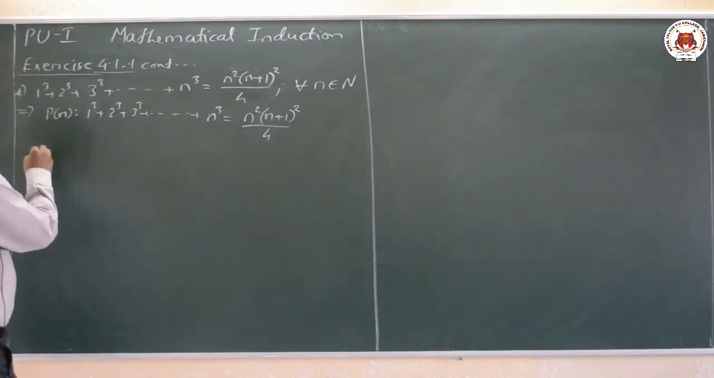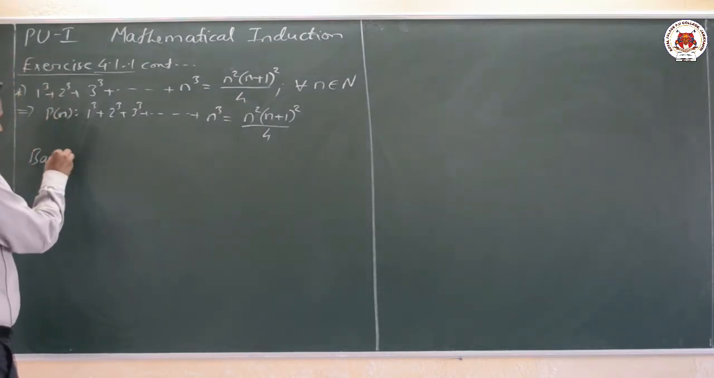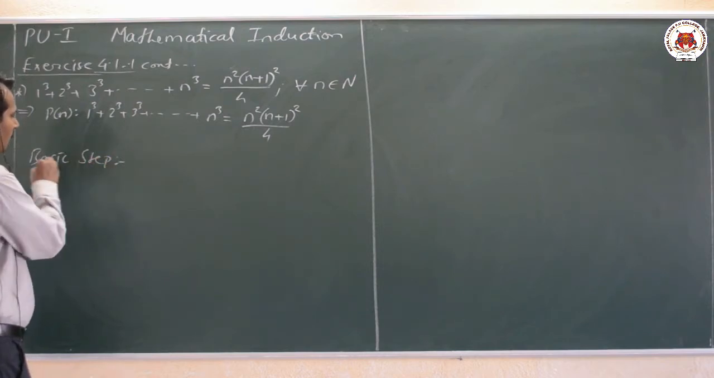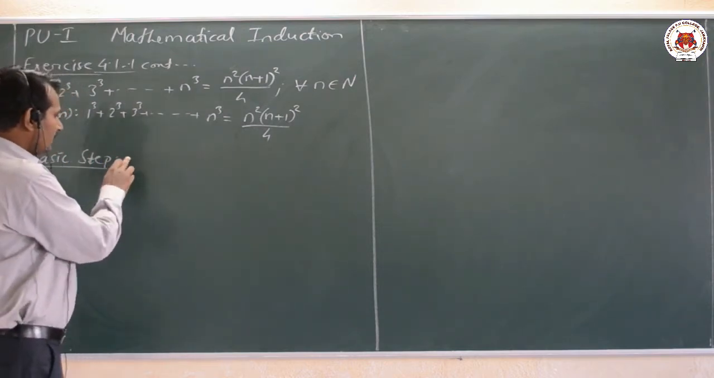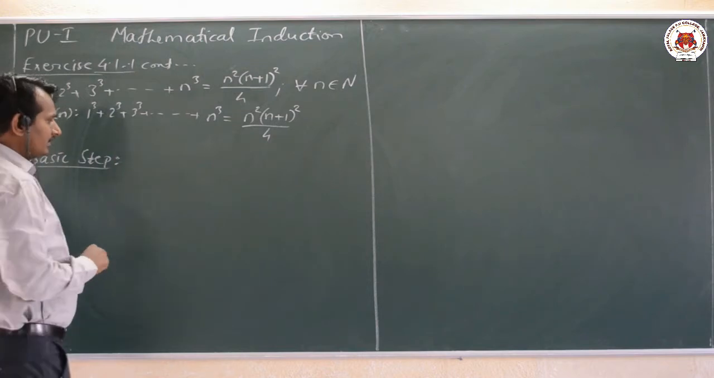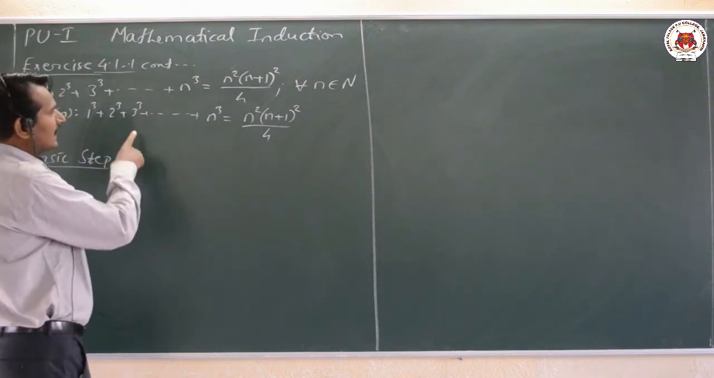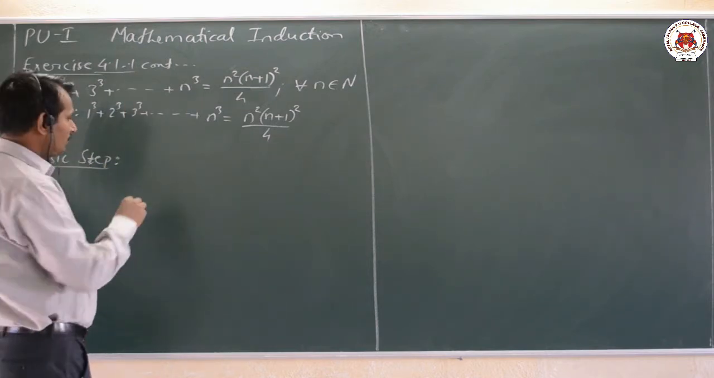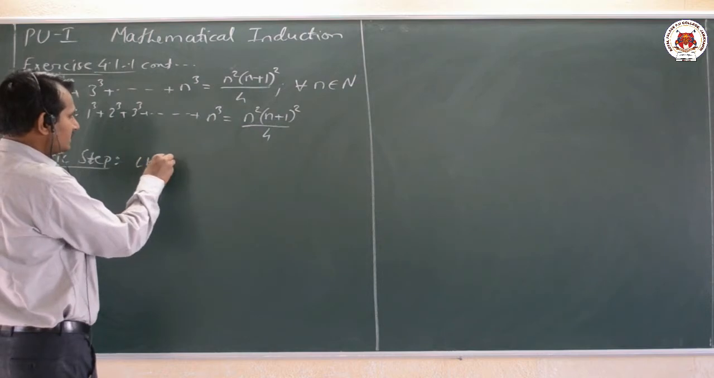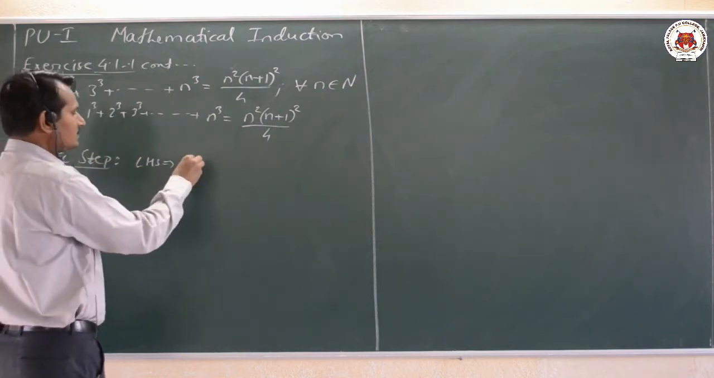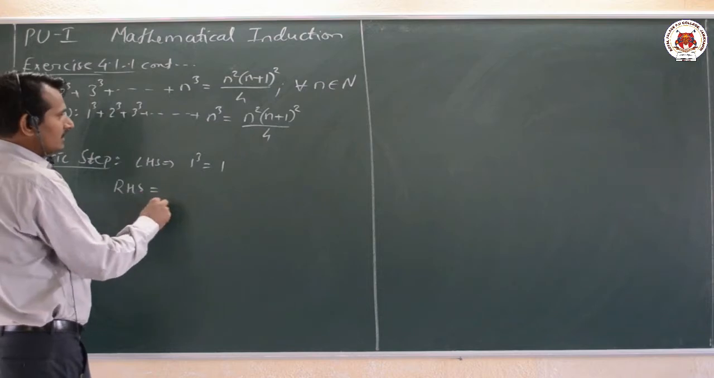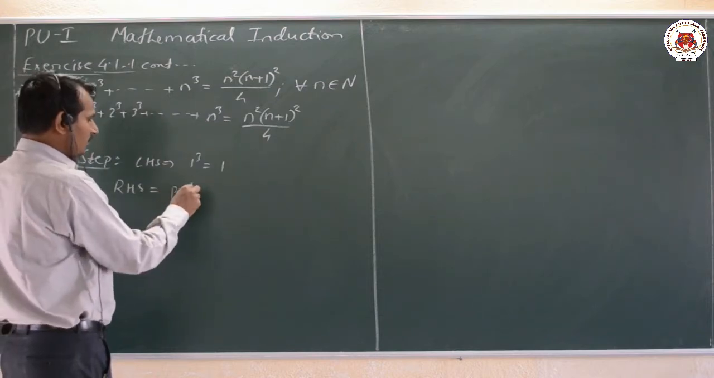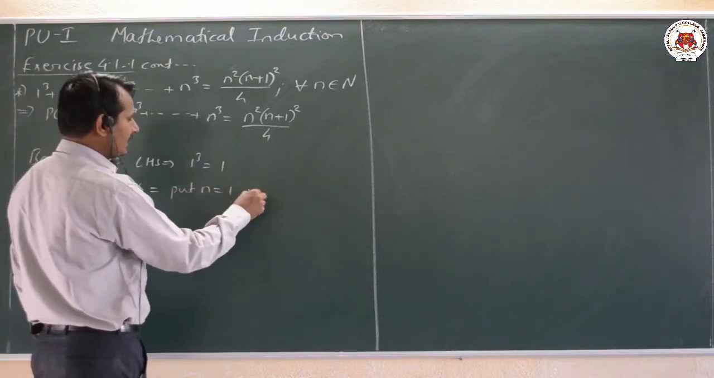Next we shall talk about the basic step. Now what do we have in this particular basic step? Here we have to prove that P of n is true for n is equal to 1. We shall take the LHS. LHS is 1 cube, that is nothing but 1. Similarly for the RHS, put n is equal to 1.